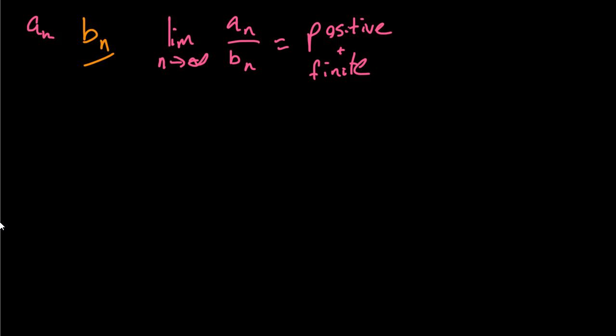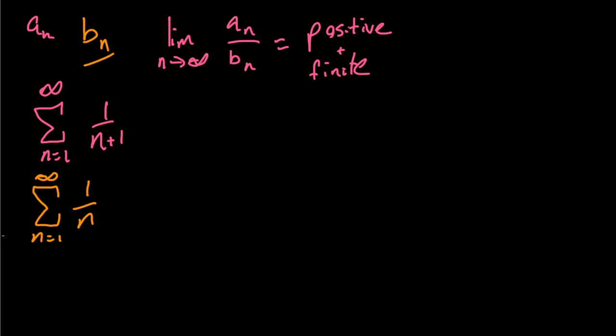So let's look at an example to illustrate this. Say we want to tell if the sum from n equals 1 to infinity of 1 over n plus 1 converges or diverges. Now, there's something we can compare this to. We can compare this to the harmonic series. If you don't remember, the harmonic series is the sum from n equals 1 to infinity of 1 over n. And the harmonic series, we know, diverges. Since this is something we know some information about, and it's pretty similar to our other series, 1 over n plus 1, we can use this for our limit comparison test.